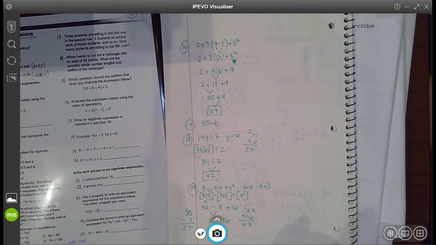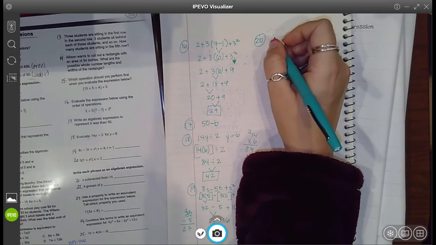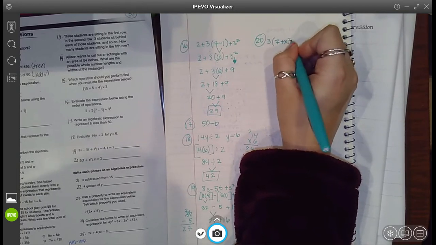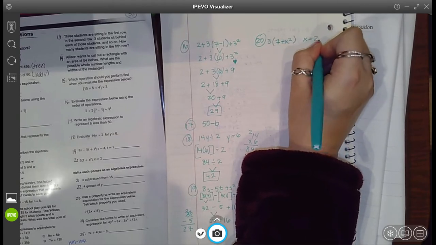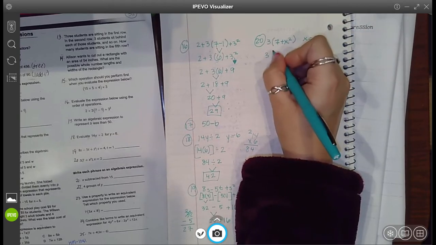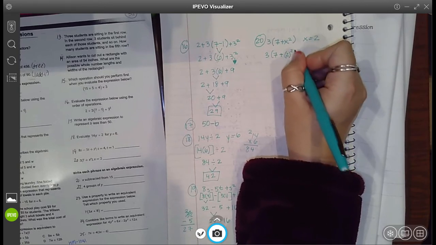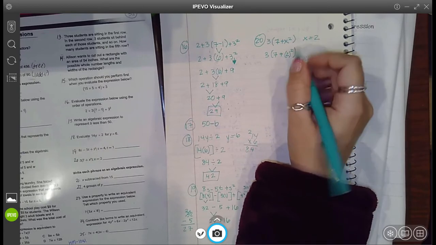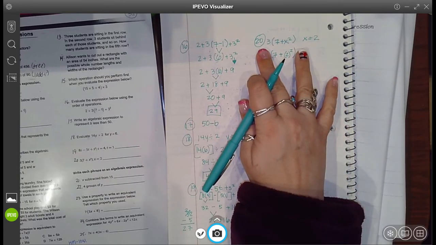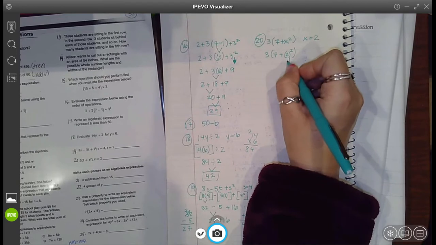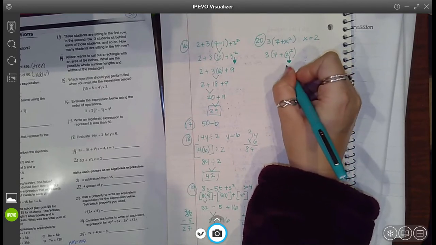So let's go ahead and take a look at number 20. It's another evaluate problem. So you have 3 parentheses, 7 plus x squared, and x is 2. So I write everything exactly as I see it, except instead of an x, I'm going to replace it with a 2, what x is equal to. Now, within the parentheses, you need to simplify that down to a single number first. And do you do exponents or addition first? Well, PEMDAS dictates that you do 2 squared first. So 2 squared is 4.